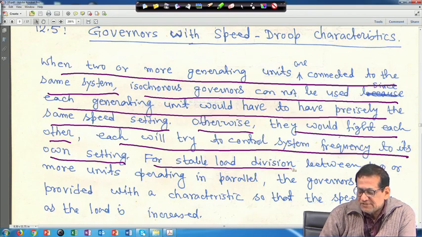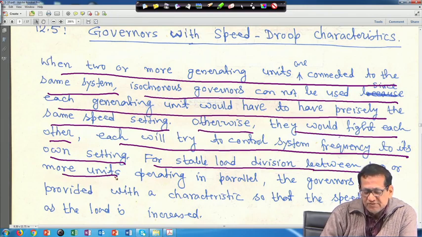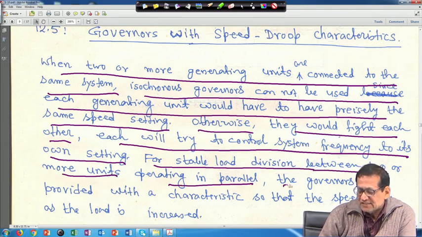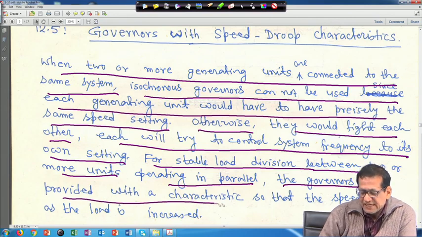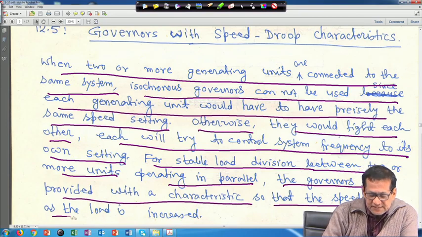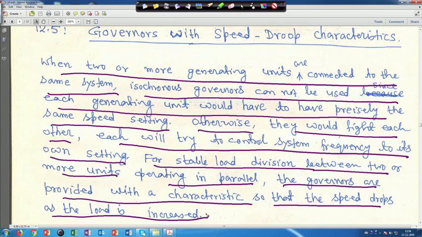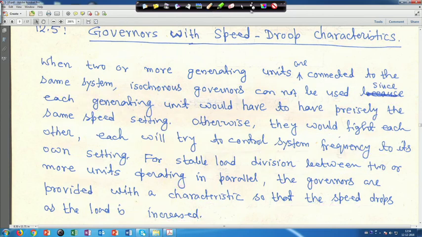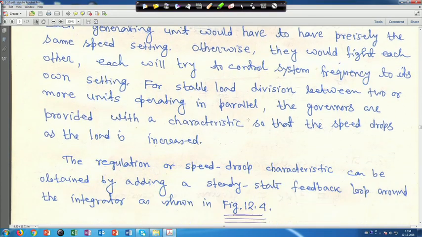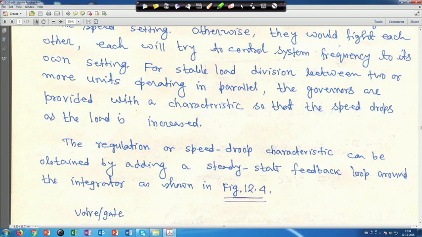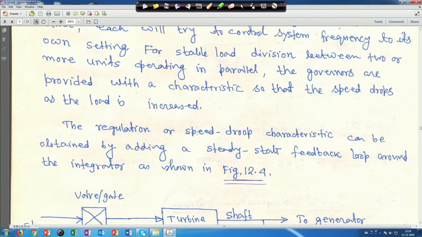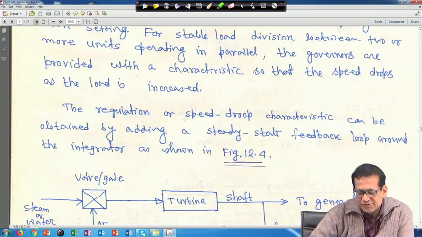For stable load division between two or more generating units operating in parallel, the governors are provided with a characteristic so that speed drops as the load is increased, right. So, some additional feedback is required, and only then will things be balanced. The regulation or speed droop characteristic can be obtained by adding a steady state feedback loop around the integrator, as shown in figure 4.